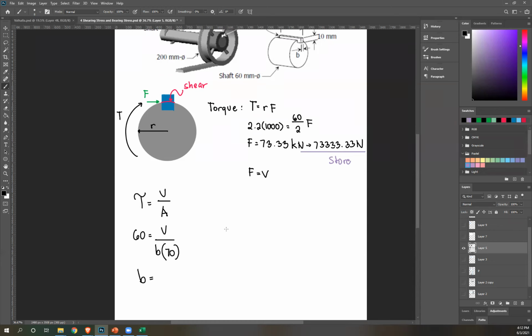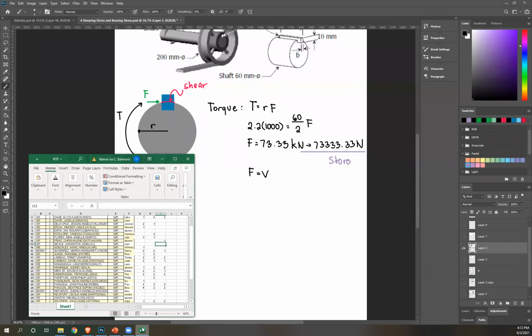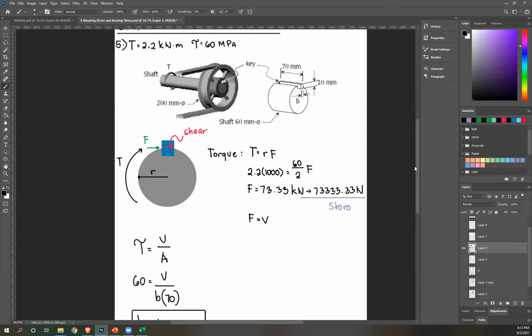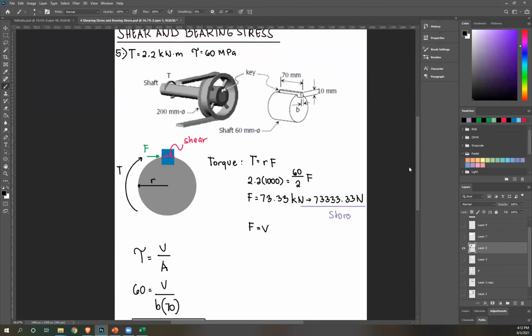Very good. It is 17.46. So Krishaline and Sam got it right. If you use the stored value, you should get 17.46, and then the unit is millimeter. Okay? That is the answer to number 5.